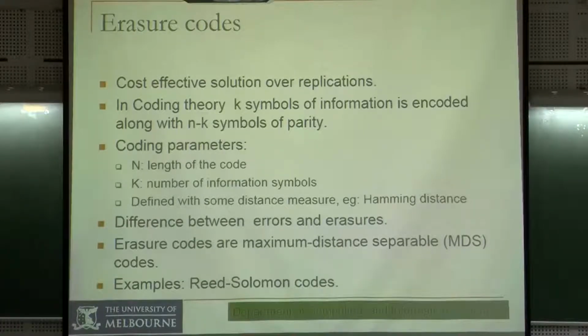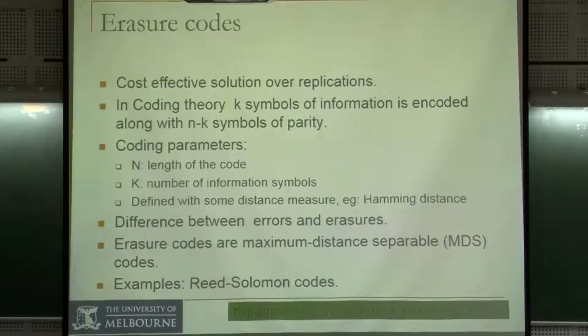I don't even specify which finite field these symbols are from, but it's just k symbols, and we add some extra parities. And some of the coding parameters that probably everybody should be aware of are, for example, the length of the code. n is the length of the code. Now k becomes the number of symbols.